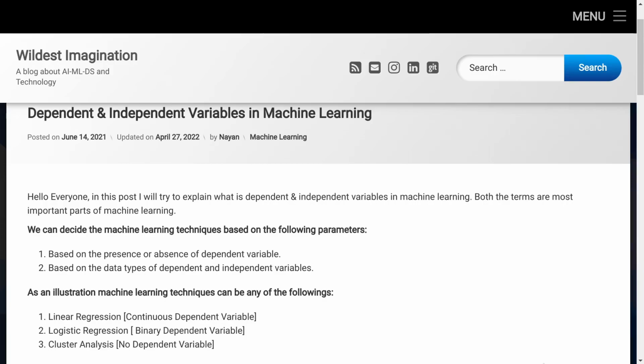Hi all, today we will discuss dependent and independent variables in machine learning. As the name suggests, the dependent variable will depend on independent variables. It is an outcome of independent variables, such that we will observe the dependent variable due to the independent variables. In general terms, dependent and independent variables share a causation effect.